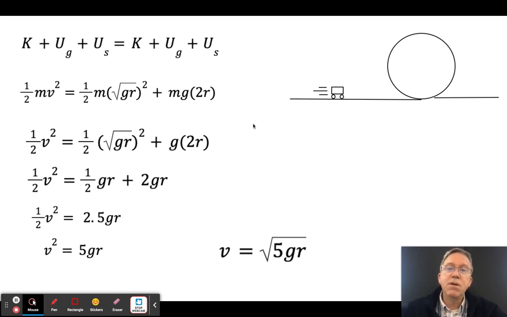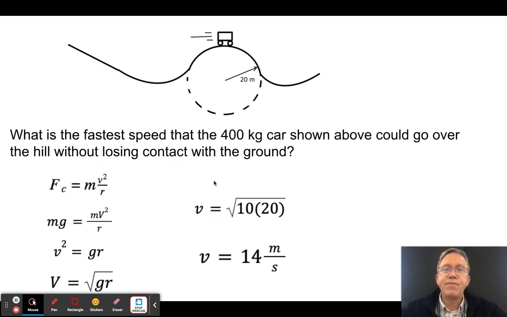I just have to remember to think in terms of radius instead of height. And in this case, well, I cheated a little bit. I didn't derive this. I just remembered that the minimum velocity is root gr. That was the trick to solving this problem.